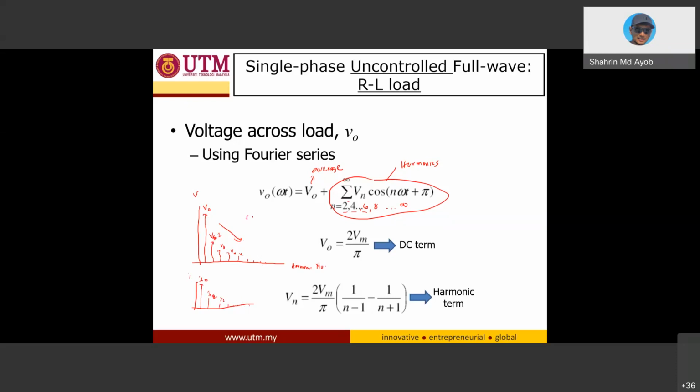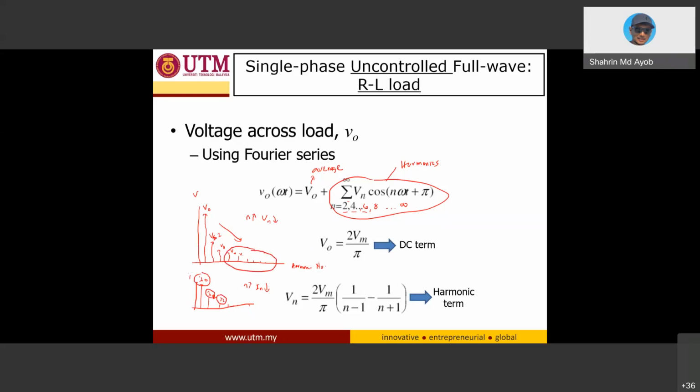When n is increased, the Vn will actually reduce. Same here, n is increased, so the current In will actually reduce. The magnitude will reduce. So that's why we only concentrate on using maybe I0, I2, and I4 or I6 only, because the rest is actually meaningless.